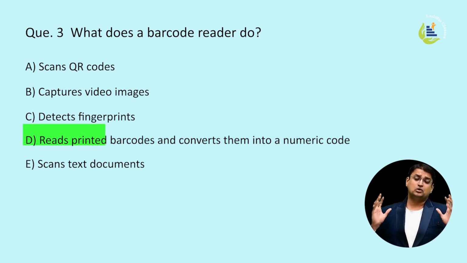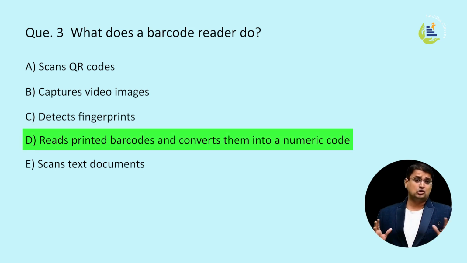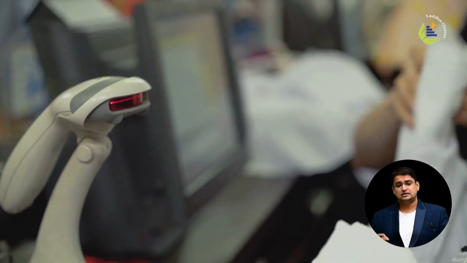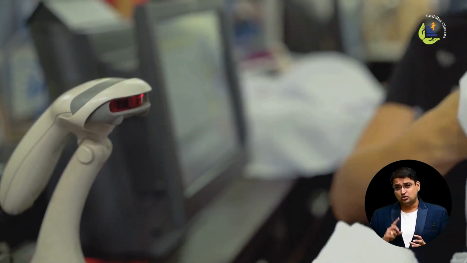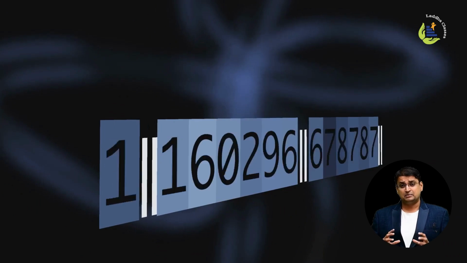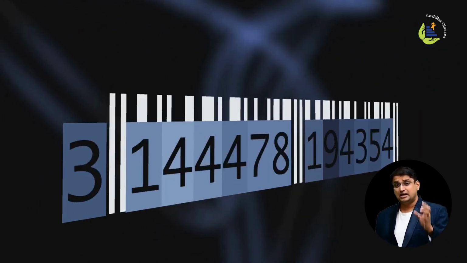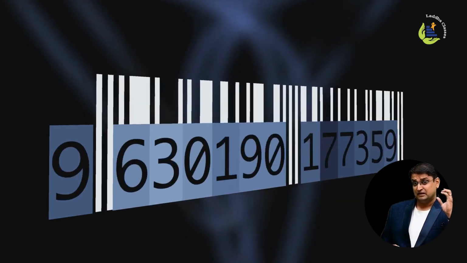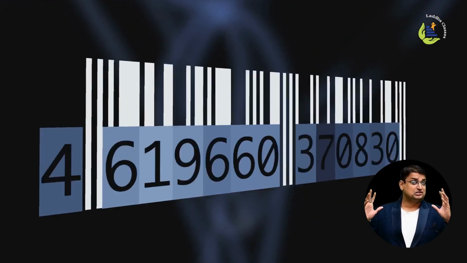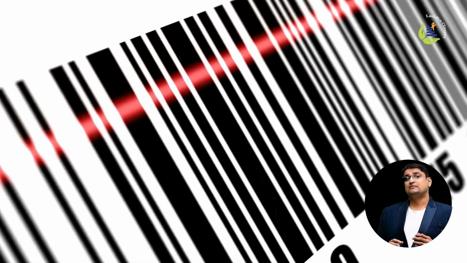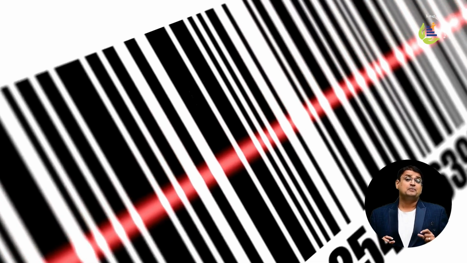Reads printed barcodes and converts them into a numeric code, because a barcode reader is designed specifically to read printed barcodes and then convert them into a numeric or alphanumeric code that can be processed by a computer system. A barcode reader's primary purpose is to interpret barcodes, not QR codes, fingerprints, video, text documents, or anything outside its specialized function of barcode recognition.